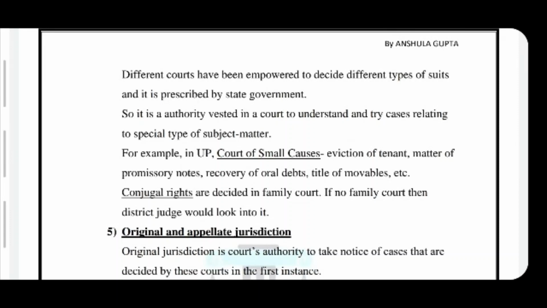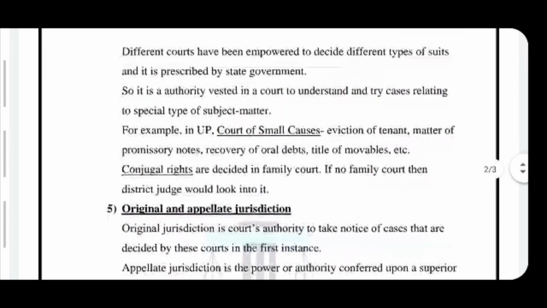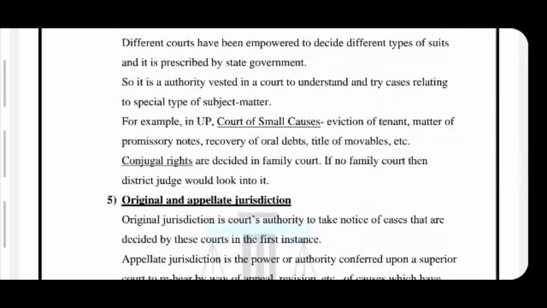Now, the next type of jurisdiction is original jurisdiction and appellate jurisdiction. Original jurisdiction is that where a court is given the authority to take up that matter in the first instance.